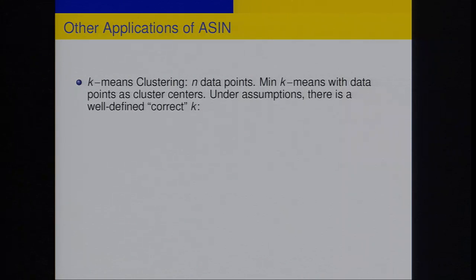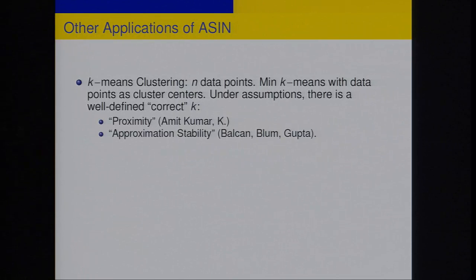So it's minimized. The problem is, of course, to minimize the k-means objective function, the sum of squared distances of data points from the center. Under assumptions, there is a well-defined correct k. If I don't make assumptions, there's no extraneous way of defining k, unless you plot for various k's and take the best or something like that. But there has been a study of this in a couple of places.